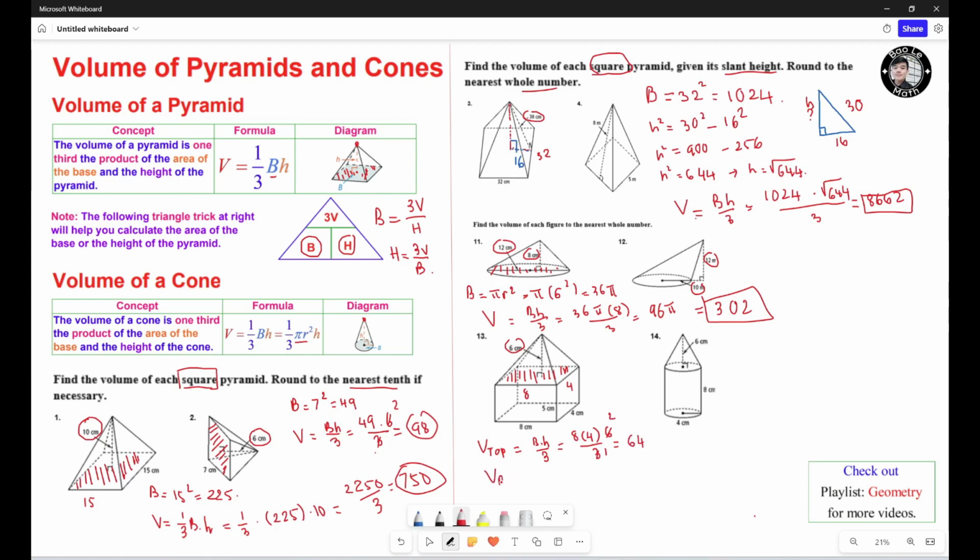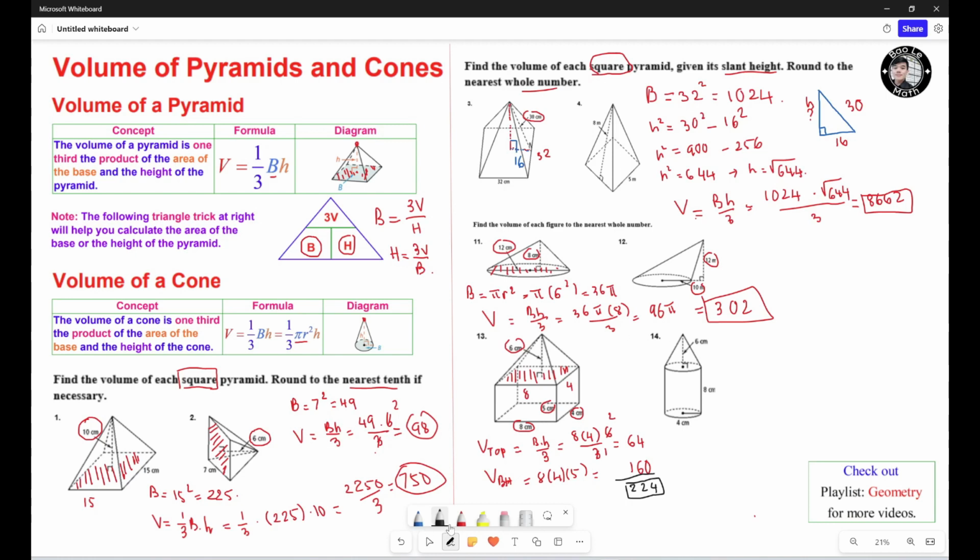Now V bottom equals, because the bottom is a rectangular prism, length times width times height. This is the length, this is the width, and this is the height. So it can be 8 times 4 times 5. 8 times 4 is going to be 32. 32 times 5 is going to be 160. Now we need to add them up. So it can be 224. This is the answer for this one.